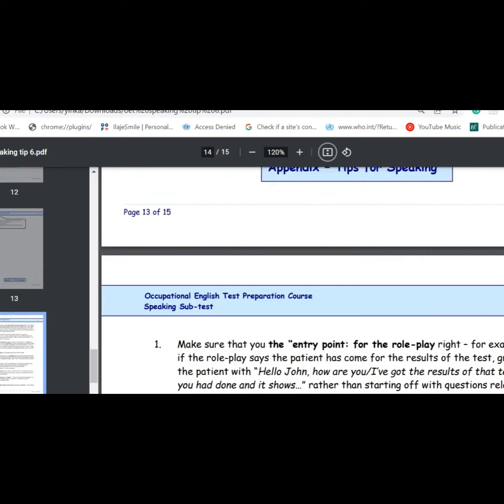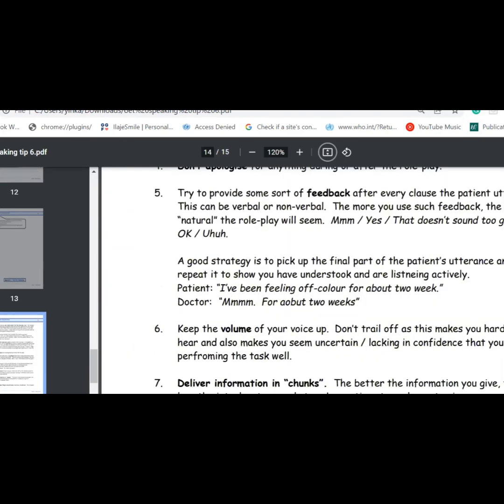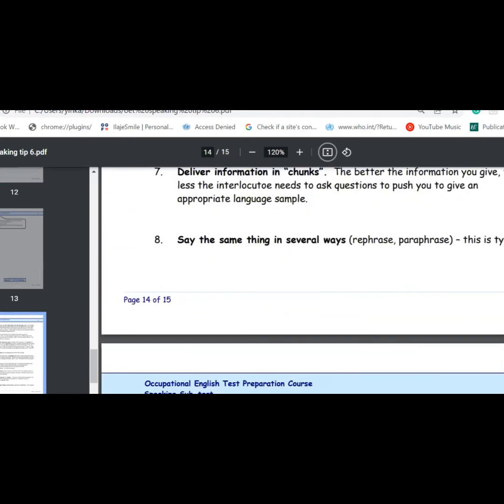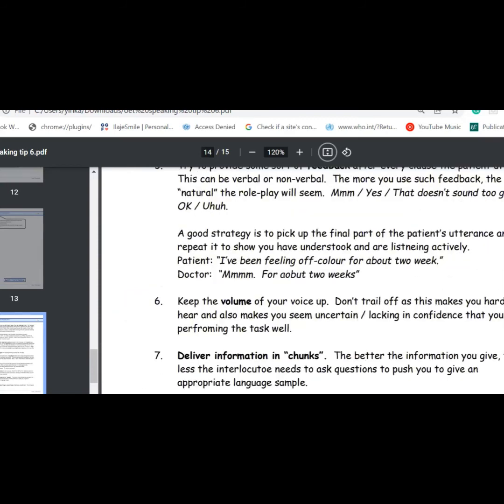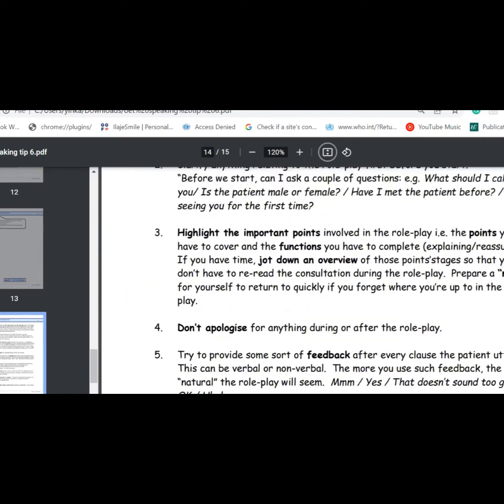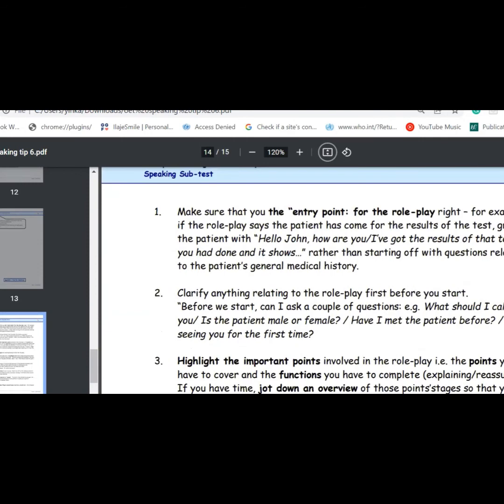All right. So there are some tips here about tips for speaking. I'll just run through that so you understand and you can also practice along. Make sure that you are the entry point for the role play. Now, this is very important. You need to take charge. You are the doctor. Don't let the patient lead you. You are supposed to lead the conversation. So be the entry point for the role play.